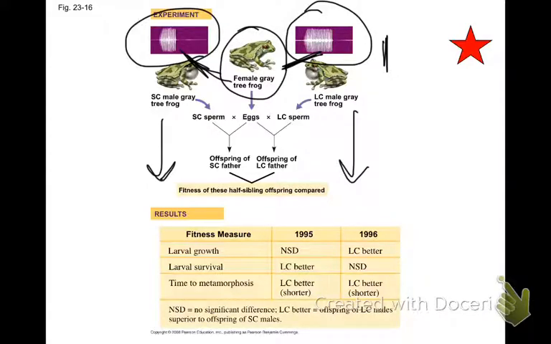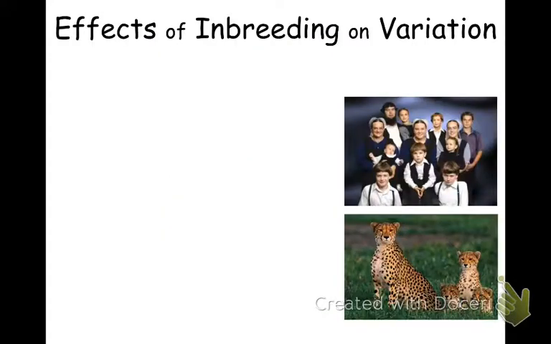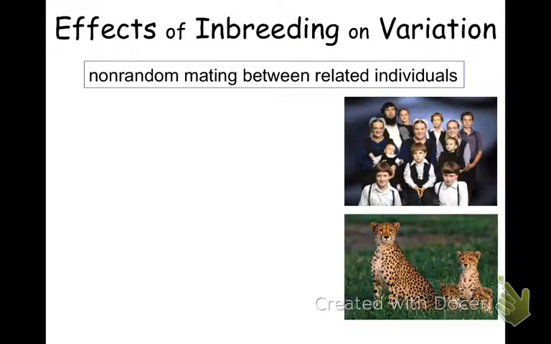Okay, you have a larger croak, so I like you and I'm going to mate with you, so my babies are going to be better. So this is her way of trying to detect it. But remember, it comes with a price. What is the price? The larger your croak, the more it can attract a female, so you can have a happy time, but it can also attract predators. Okay, so effects of inbreeding on variation.